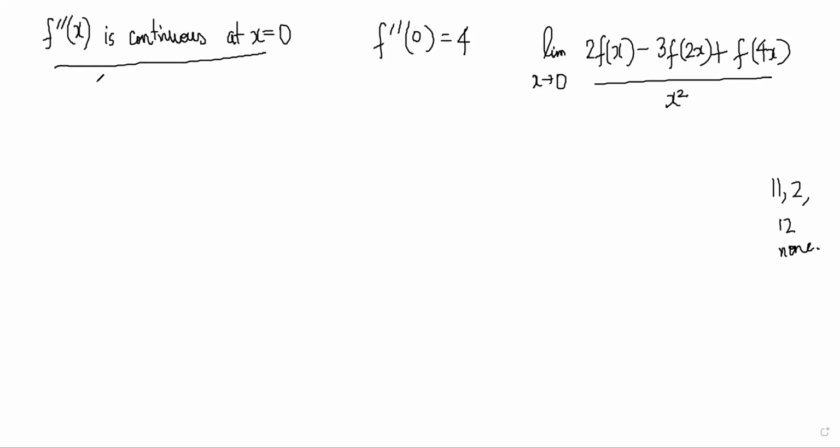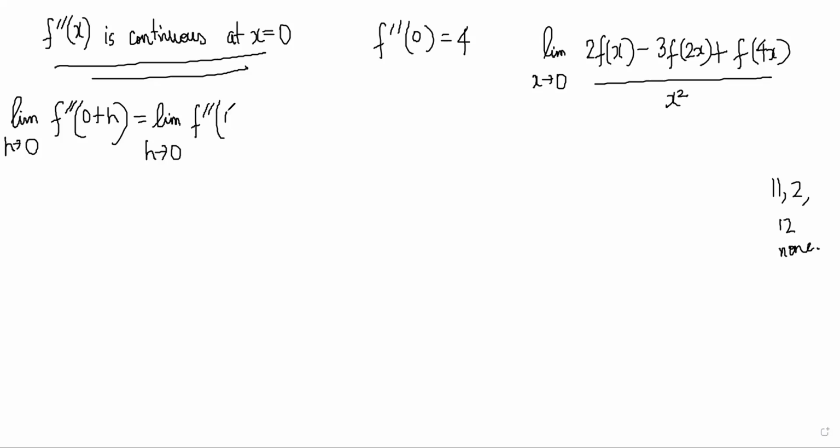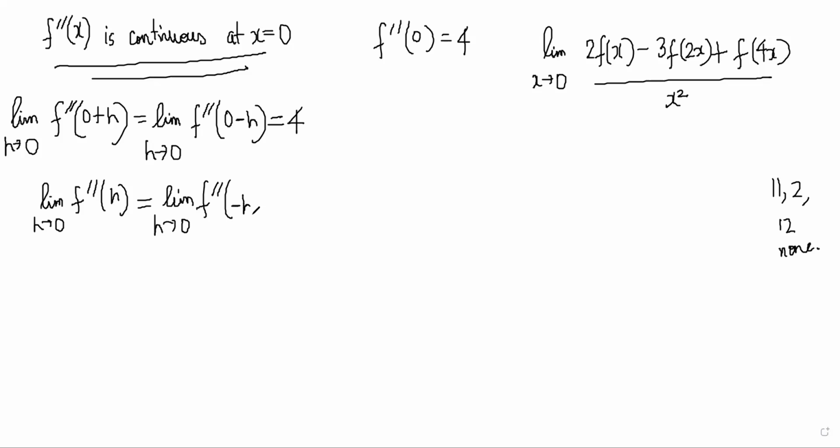f double dash x is continuous at x is equal to 0, and the value of f double dash x is given at x is equal to 0. So what we know for sure is that the limit as h tends to 0 of f double dash 0 plus h should be equal to the limit as h tends to 0 of f double dash 0 minus h, which is equal to 4, because that function is continuous at 0. And f double dash 0 is 4.